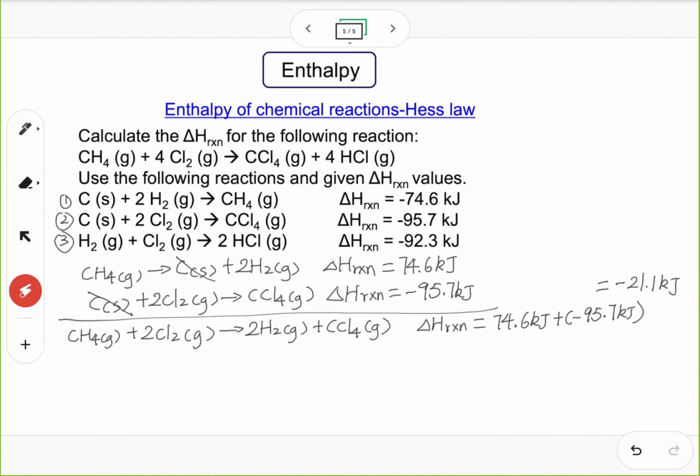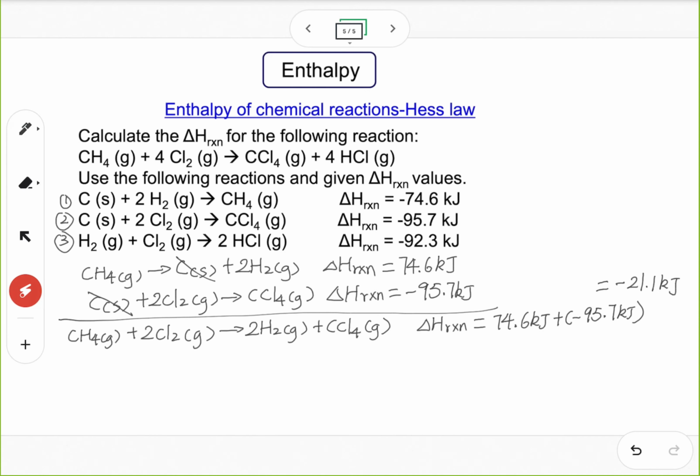One more time, we still have the third reaction to deal with. When you check this reaction, it looks like the hydrochloric acid is missing, right? But hydrochloric acid is right here. So if you add this reaction and this reaction here, then you will have hydrochloric acid on the product side. So that may give us our overall reaction.